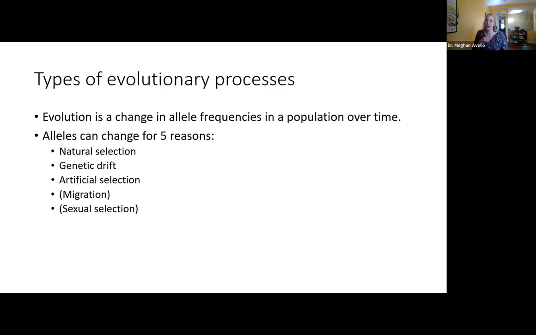There are generally five ways allele frequencies can change through time: natural selection, genetic drift, artificial selection, as well as migration and sexual selection, but I'm not going to be talking about these two today. I'm really going to be focused on natural selection, genetic drift, and artificial selection. And I'm going to try and go over how these processes work and then make linkages to horticultural practices and breeding of native plants.